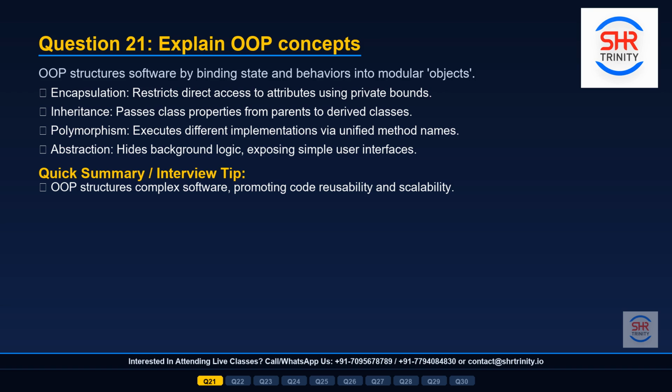Third, polymorphism, meaning many forms. Different classes can implement methods with the same name, and Python calls the right version based on the actual object type at runtime. Fourth, abstraction. This hides complex internal details and exposes a clean, simple interface. Together, these 4 pillars allow you to model real-world systems in a scalable and maintainable way.